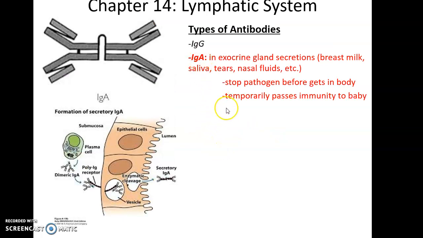IgA. IgA is in exocrine gland secretions, so it's in breast milk, saliva, tears, nasal fluid, etc. So it has the opportunity to stop pathogens, to bind to their specific pathogen before it even gets into the body. You could have 4 different pathogens bound together, forming a larger group that may then be unable to get into the body and cause infection. Also, IgA being found in breast milk can give newborns passive immunity.